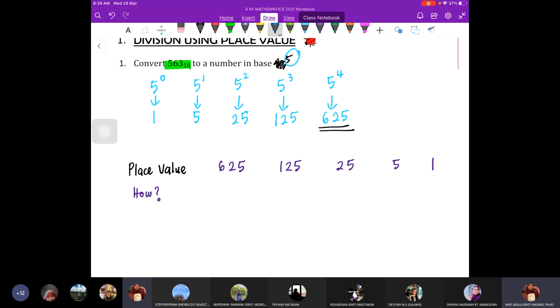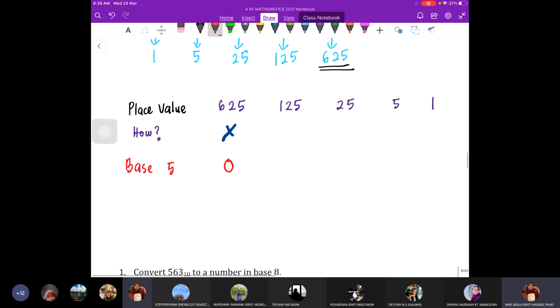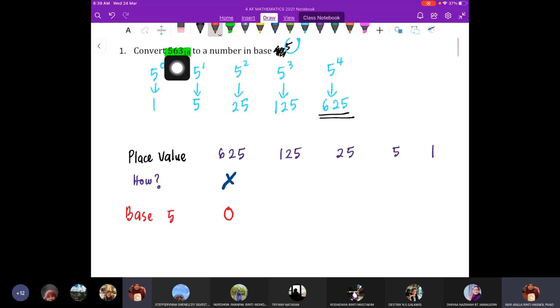625, you cannot do anything. There is no step. Jadi bila there is no step, base 5 kita, saya akan tulis kat bawah, base 5 will be 0. Okay. So I cannot do anything. But 125, so kita akan ambil 563 base 10, 563, we divide dengan 125. Sebab tu namanya division of place value. Kita akan guna place value ni.